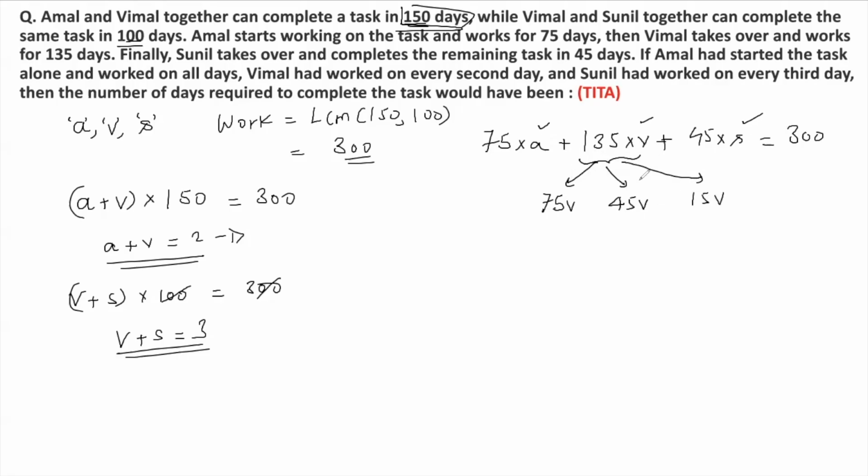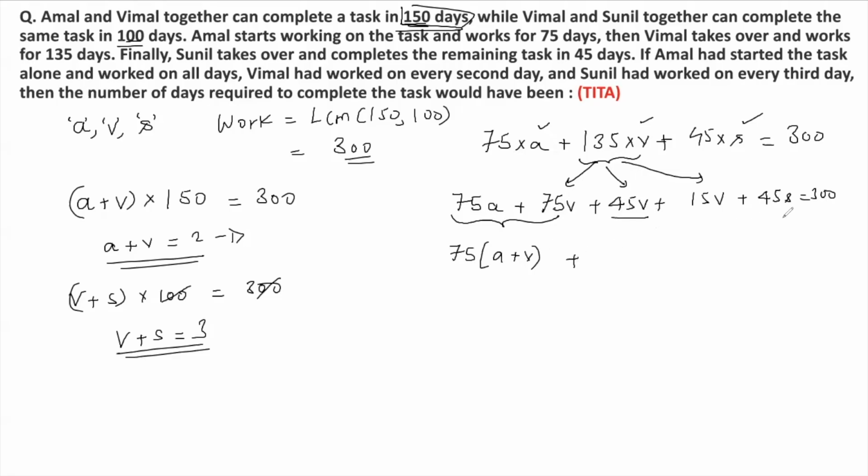We'll start by splitting 135V as 75V plus 45V plus 15V. Now, the other two components, 75A and 45S, will be as they are, and the total is 300. Now, when we club these two terms together, guys, let's club these two terms together. 75 into A plus V is what we get.